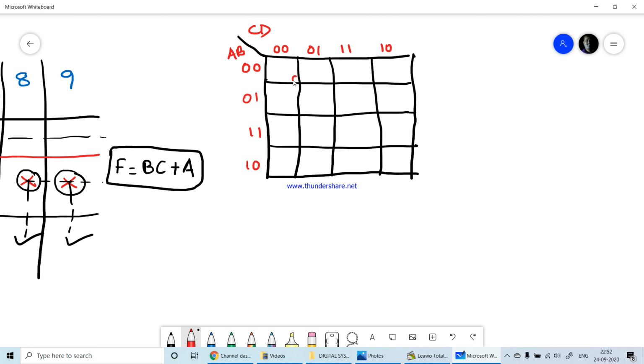Now this row is 0, 1, 3, 2. Then you have 4, 5, 7, 6. Then you have 8, 9, 11, 10. Then you have 12, 13, 15, 14. So in the question, 6, 7, 8, 9 are 1, whereas 11, 12, 13, 14, 15 are all don't care.